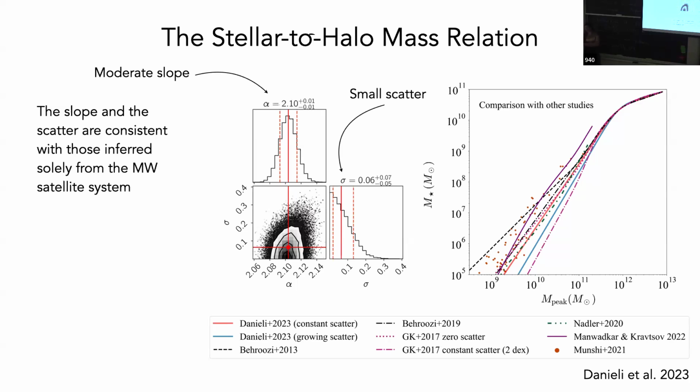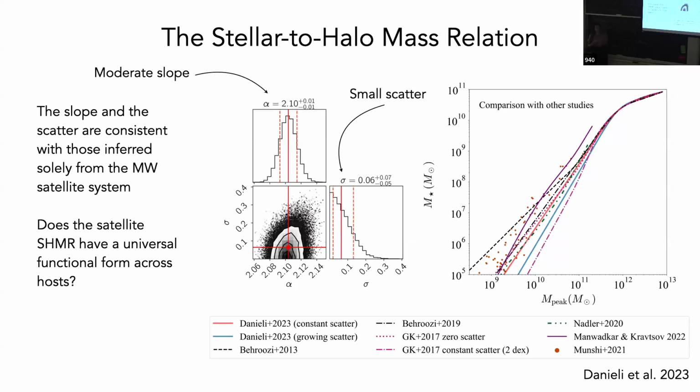So the slope and the scatter are consistent with the same values that were inferred just from the Milky Way. And we're wondering if it means that the satellite stellar to halo mass relation is maybe universal. And so if I have some galaxy group, I can predict how many satellites I should have if I know how many dark matter subhalos it has.